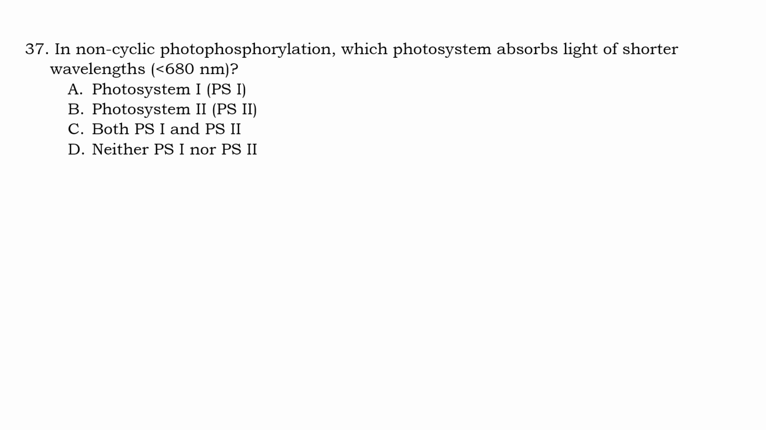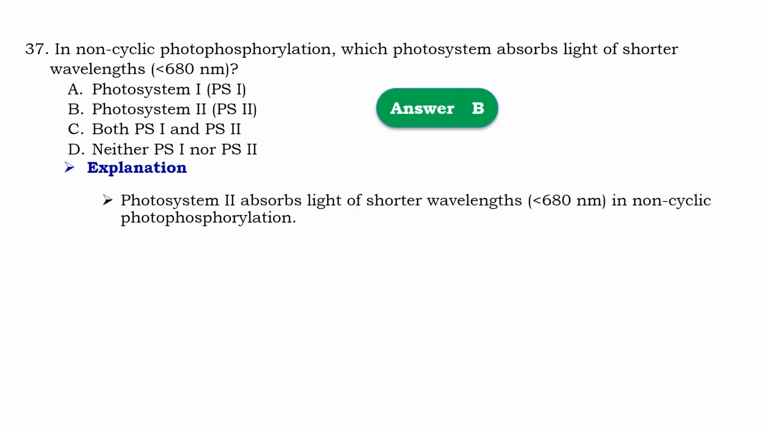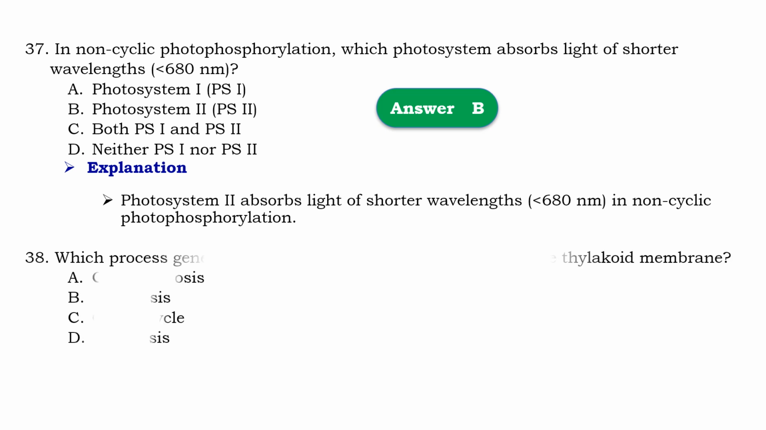NADPH. Question number 37. In non-cyclic photophosphorylation which photosystem absorb light for shorter wavelengths that is less than 680 nanometer? non-cyclic photophosphorylation ውስጥ የትኛው ፎቶ ሲስተም ላይትን ከ680 ናኖሜትር በታች ያለው ዌቭሌንግዝ አብዞርብ የሚያደርገው የትኛው ፎቶ ሲስተም ነው ይላል? So that should be B, photosystem 2. Means that photosystem 2 absorb light of shorter wavelengths than 680 nanometer in non-cyclic photosynthesis.